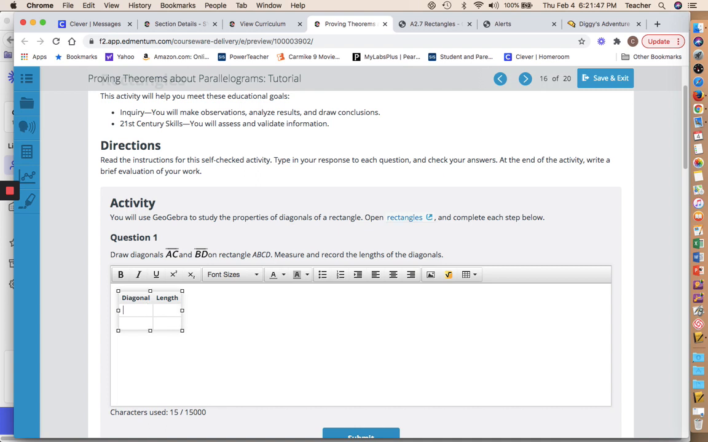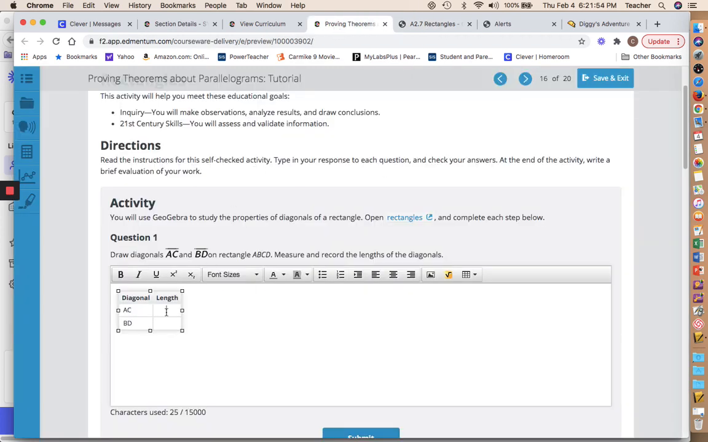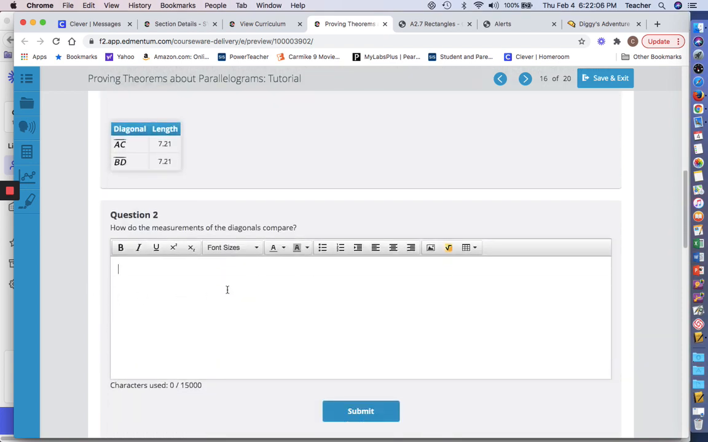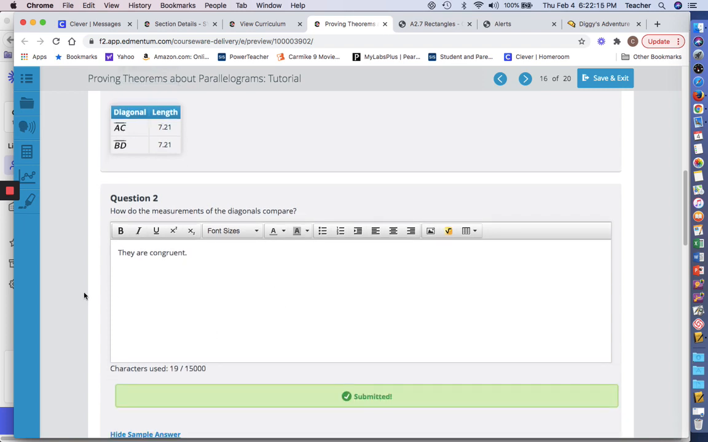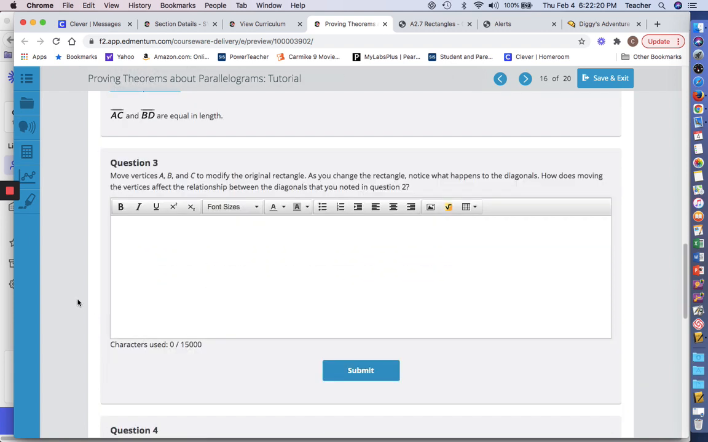So AC, BD, and I said they were both 7.21. All right, done with question number 1. How do the measurements of the diagonals compare? Already called it. They are congruent. They are the same length, you guys. That makes them congruent to each other. Yeah, they equal. Boom.